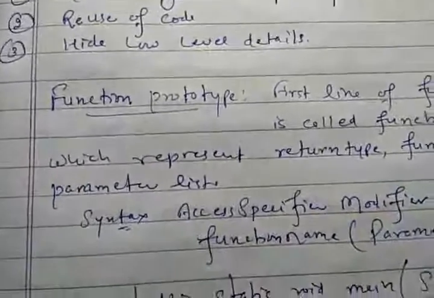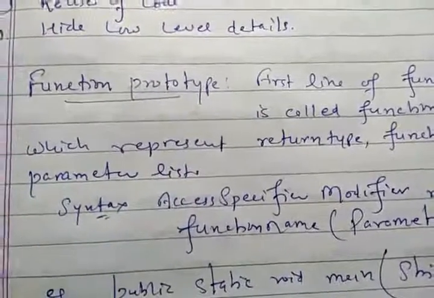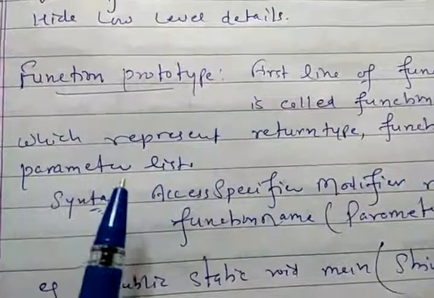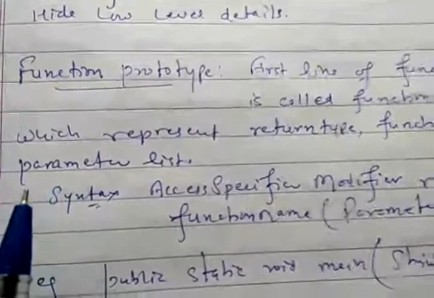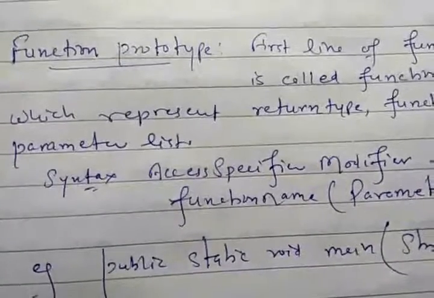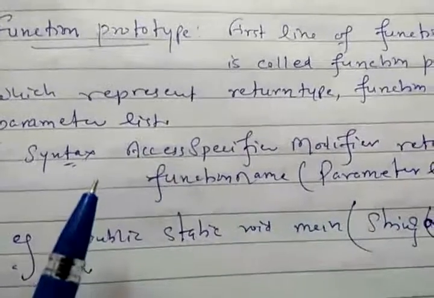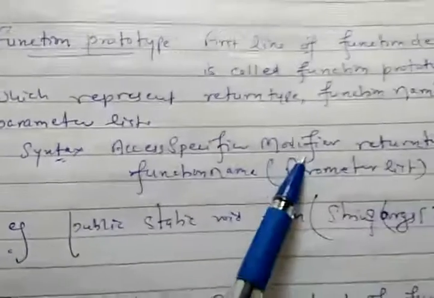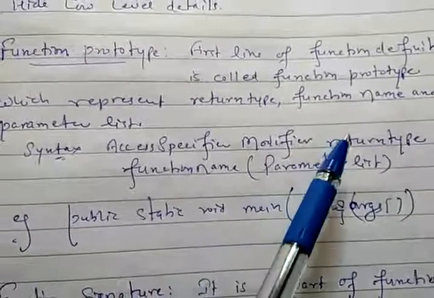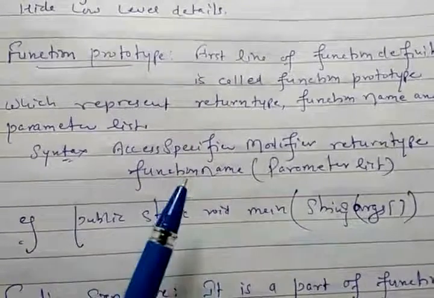Now the first definition is the function prototype. What is the meaning of the function prototype? The first line of every function definition is called a function prototype, which represents return type, function name, and parameter list. The syntax of the function prototype is access specifier, modifier, return type, function name, and parameter list. Return type and function name are compulsory in a function, the rest of the part is optional.